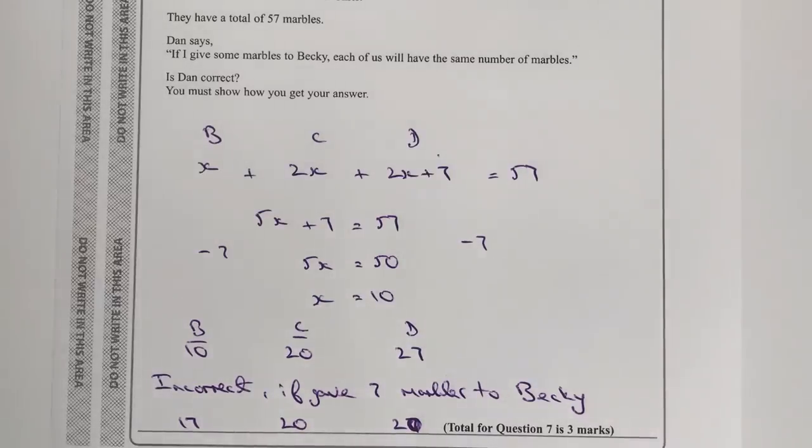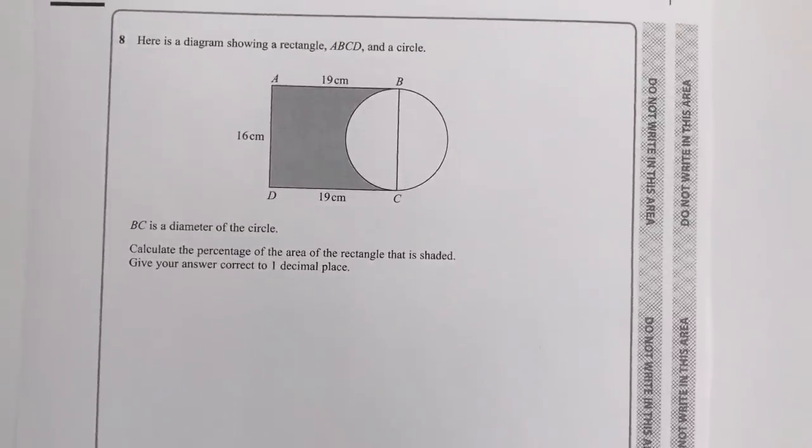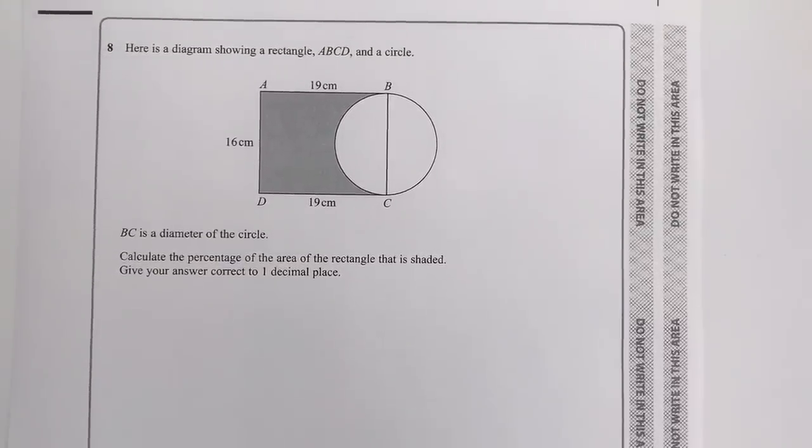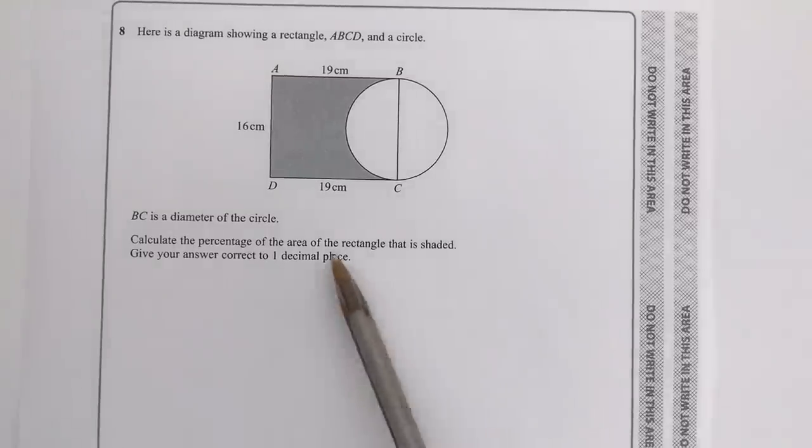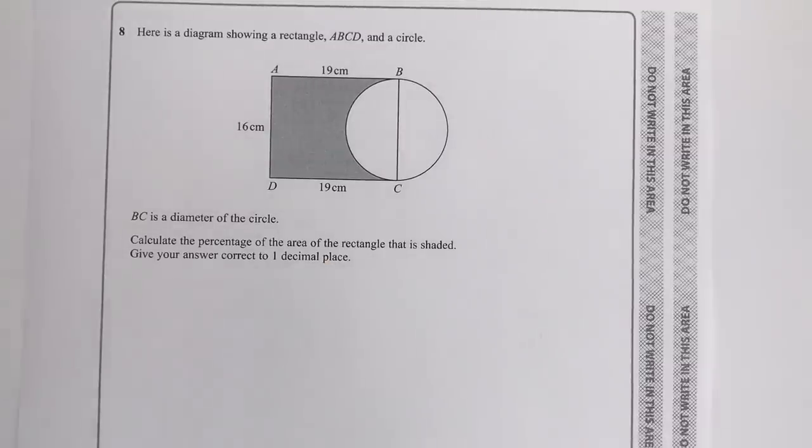All right, let's move on then to question number 8. This is a little bit of calculation for you, and you do need to know some formulas here, particularly the age-old one, the formula of a circle. You've got to know the formula of a circle, and that's actually pi r squared. Okay, so what they're asking us to do is to calculate the percentage of the area of the rectangle that's shaded. Okay, forget that. Let's just work out the area of the rectangle first.